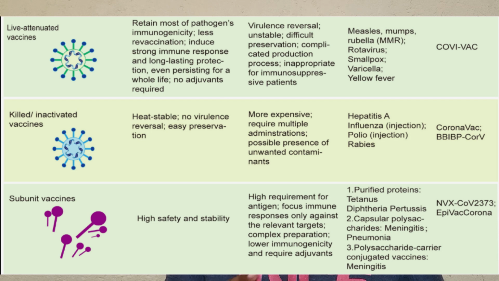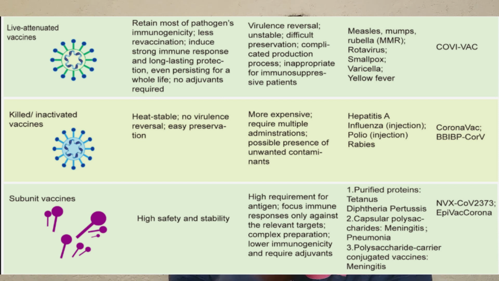The second is inactivated or killed vaccines. These vaccines contain killed pathogens, are safer but may require boosters, and have examples such as polio or hepatitis A. Another type is the subunit, recombinant, or conjugate vaccine. It contains specific antigens, not whole organisms, and is safer with few side effects. The examples are hepatitis B, HPV, or pneumococcal vaccines.